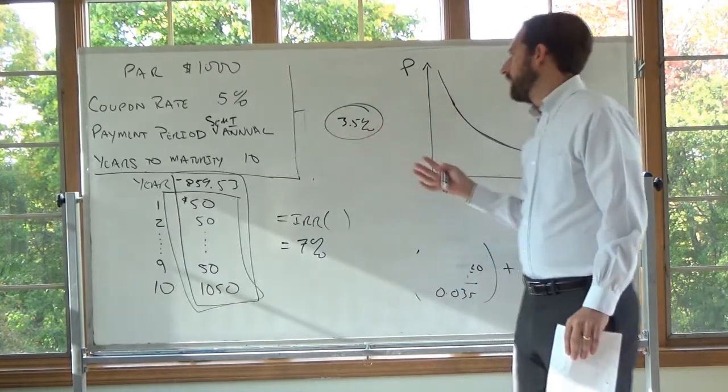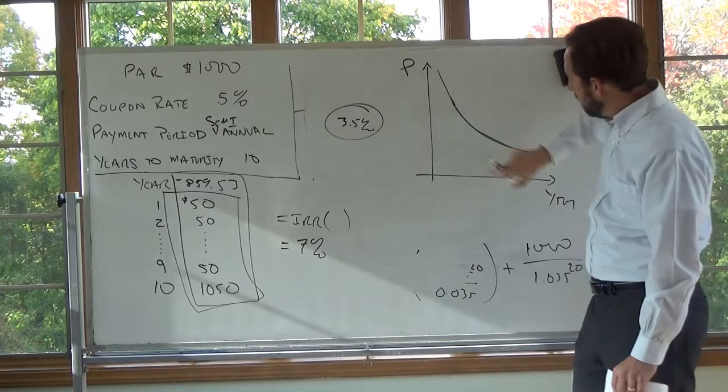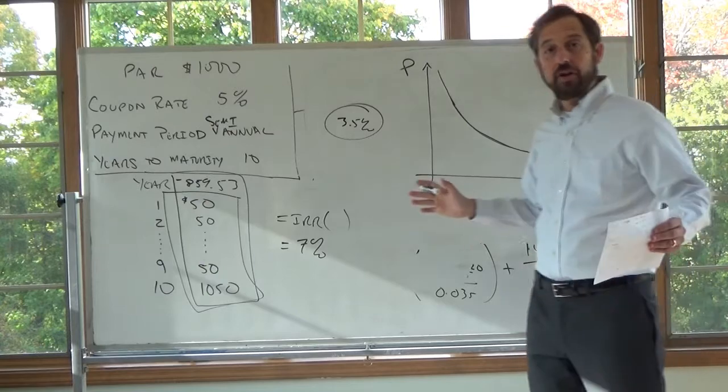So, last takeaway from this, this is the relationship between the bond's price and the bond's yield to maturity, and bonds are risky. Right? Excellent. Have a great day.